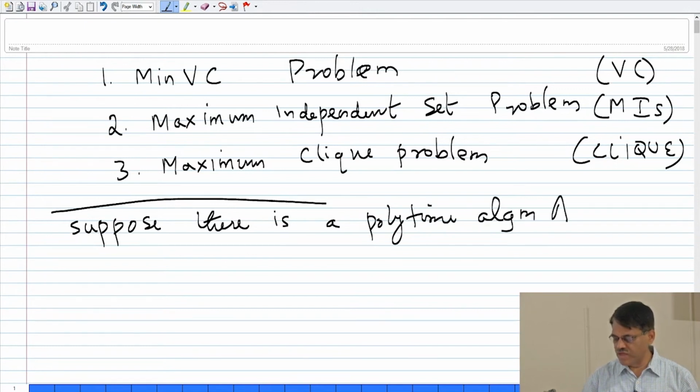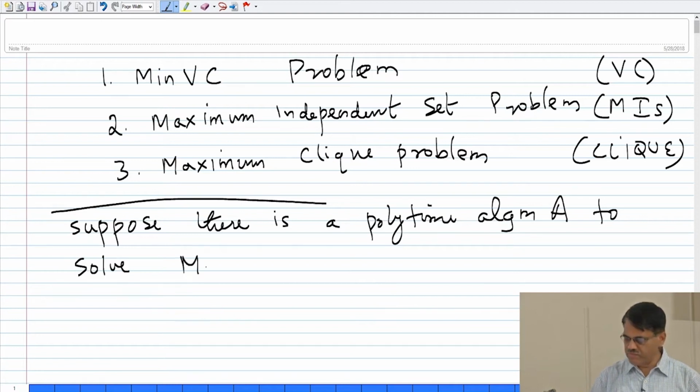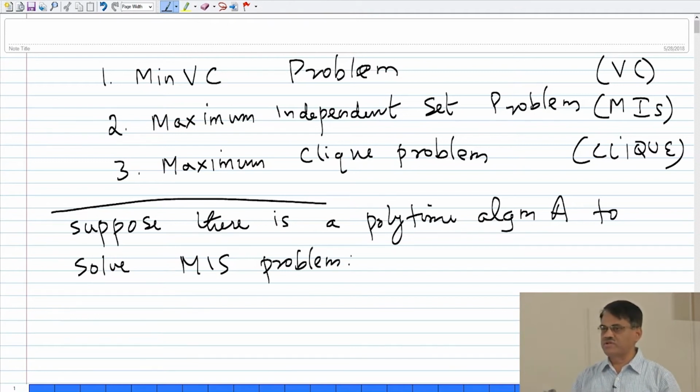Let's call this algorithm A to solve the maximum independent set problem, right? So somebody says I have a polynomial time algorithm, give me a graph, any graph. I have an algorithm which will run through in time some n cubed, n square, n power 4, n power 5 time. It will give me the maximum independent set in the graph. Okay. Can I use this algorithm to design a polynomial time algorithm for finding a maximum click in a graph?